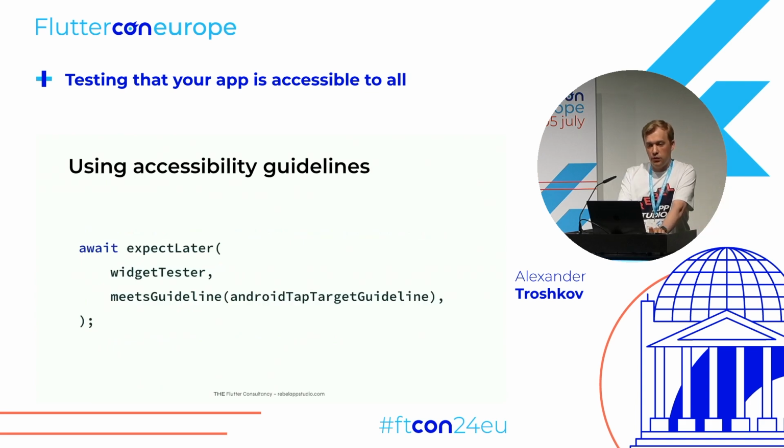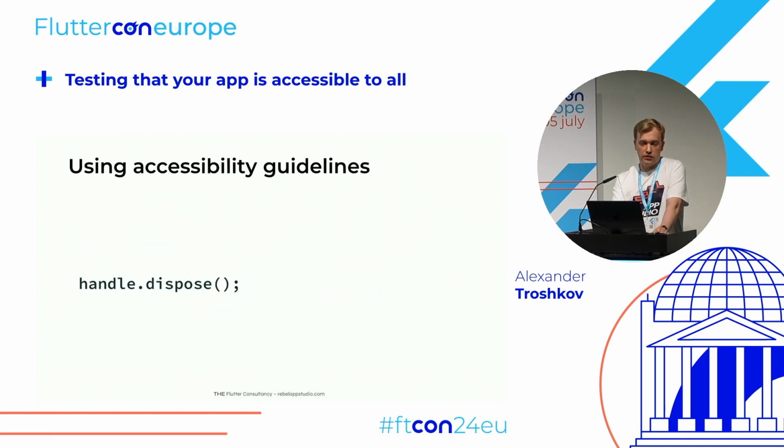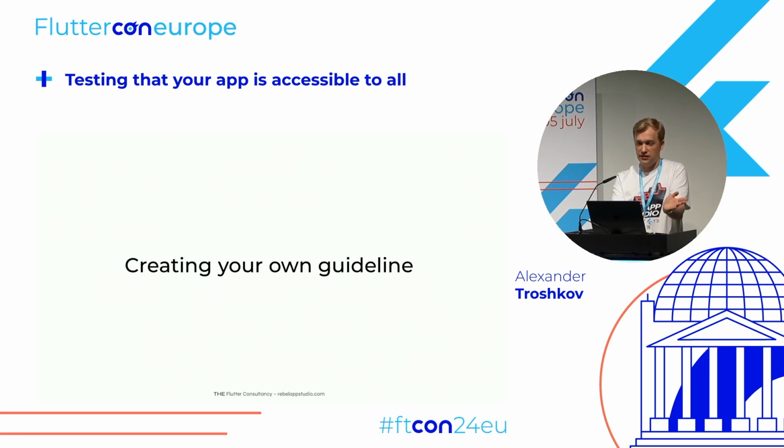So whenever you want to check that your rendered widget meets the guideline, use the expectLater function to check against the guideline. The check is done by passing an instance of widget tester and a function called meetsGuideline, which takes a guideline as an argument. So once you're done with your widget test, dispose of the handle that we got at the very first step. Well, that's it.